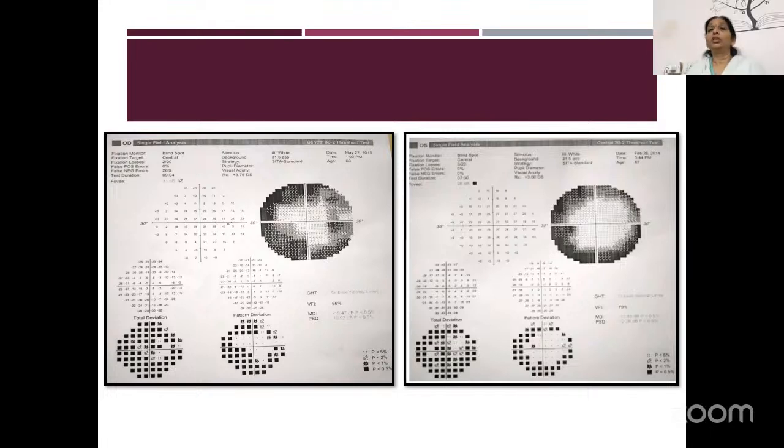Okay. So these parameters are important. False positive, false negative, and fixation losses. Pupil size and age. Age is also important. So this pattern deviation, all these things you should know how to read in the exam.